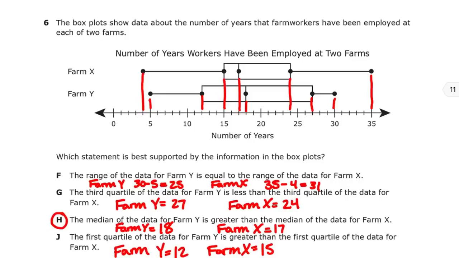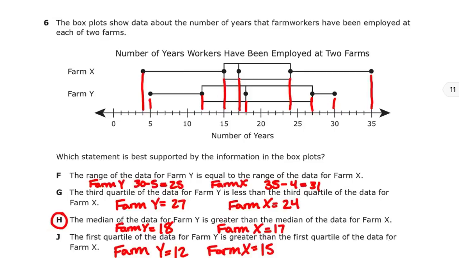For H, it says the median of the data from form Y is greater than the median of the data from form X. So for the median, we're looking at the dot in the middle of the box. So the dot in the middle of each box. For form Y, that dot comes down to 18. For form X, that dot comes down to 17. So that would make that true because the median of form Y is greater than the median of form X. So H is our actual answer.